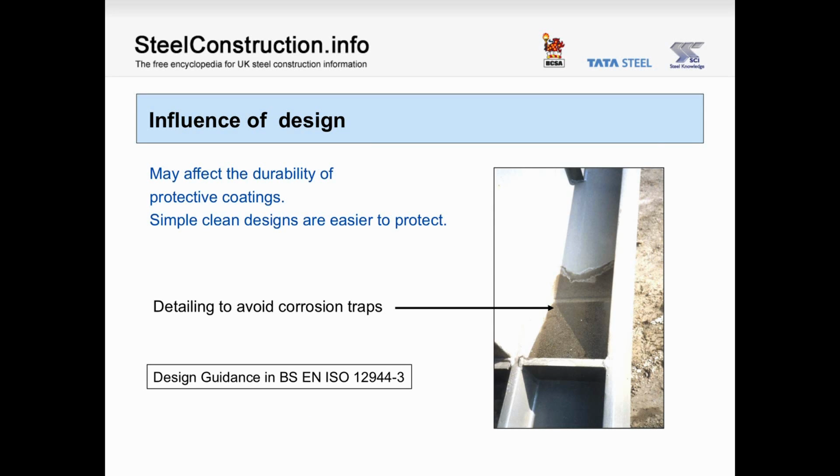In external or wet environments, the design of a structure can affect the durability of any protective coating applied to it. Detailing is important to ensure that the protective treatment can be applied to all surfaces to avoid the creation of water and dirt traps that would create accelerated corrosion, and furthermore enable future inspections to be carried out without obstruction. Guidance for the prevention of corrosion by good design detailing can be found in BS EN ISO 12944 Part 3.